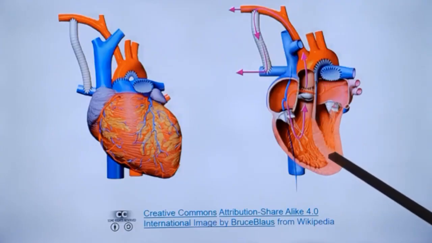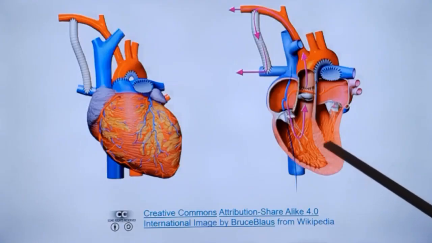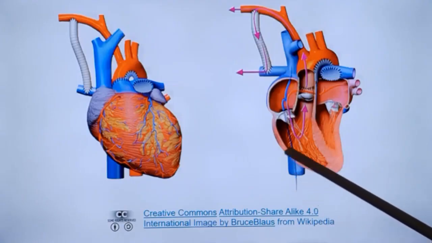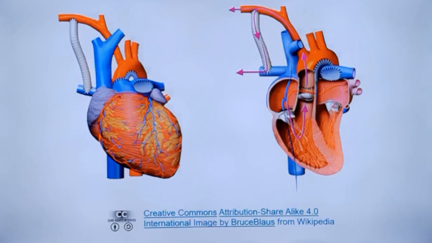And finally, there is a third stage palliation. Inferior vena cava flow is also directed to the pulmonary arteries using a Fontan modification, so that finally the two circulations are totally separate.